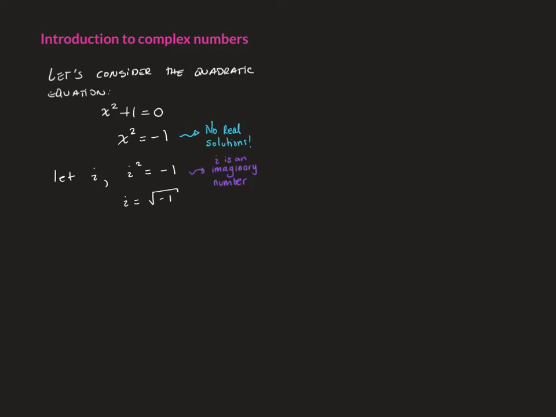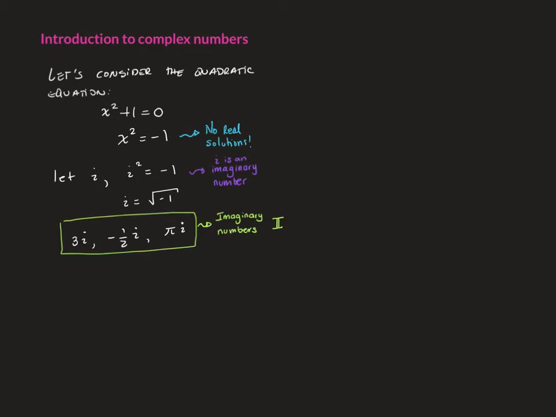This imaginary number gives birth to a bigger set of numbers, because now I can multiply this by any other number. For example, I can multiply it by 3 to get the number 3i. I can multiply it by minus a half to get minus a half i. I can multiply it by pi to get pi i. So I am creating a whole new set of numbers that I'm going to call the imaginary numbers.